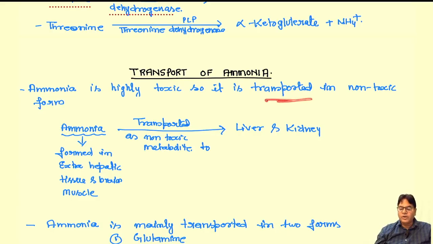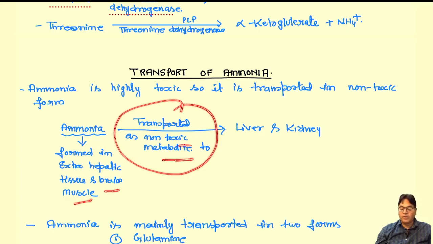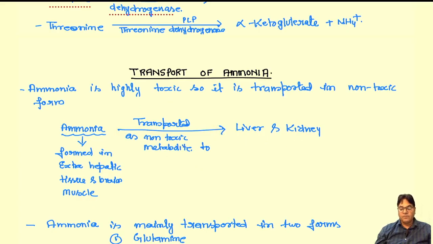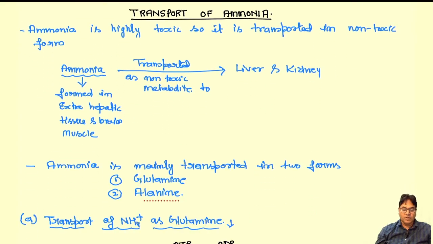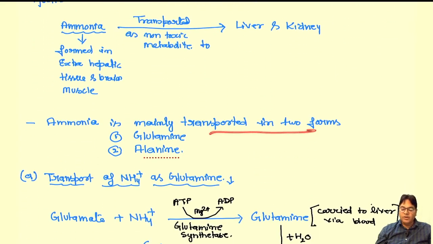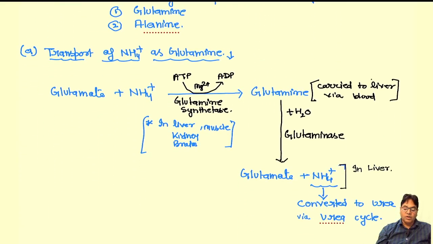So it is transported from one part of the body, like muscles, to the liver via blood in non-toxic forms. So ammonia formed in extrahepatic tissue like brain, muscles, etc., is transported as a non-toxic metabolite to the liver and kidney, from where it is excreted out. Now ammonia is mainly transported in two forms, that is glutamine as well as alanine. So first of all, transport of ammonia as glutamine.